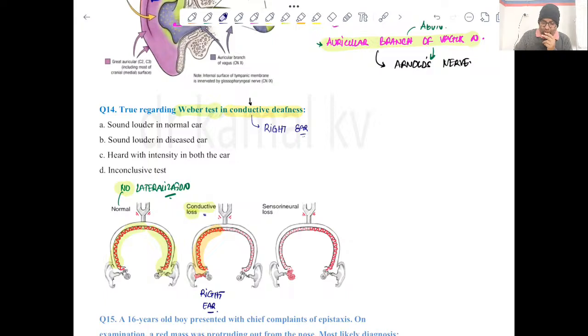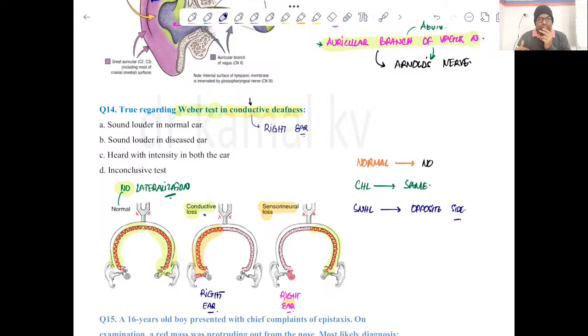Now, suppose the patient again has right ear pathology, but the patient says that I am hearing better in the left side, meaning in the opposite side. So it means on the right side there is sensorineural deafness. Clear? So, Muhammad Anas, in the Weber test, normally no lateralization; in conductive hearing loss, lateralization to the same side; and in sensorineural hearing loss, lateralization to the opposite side. Just remember this much.